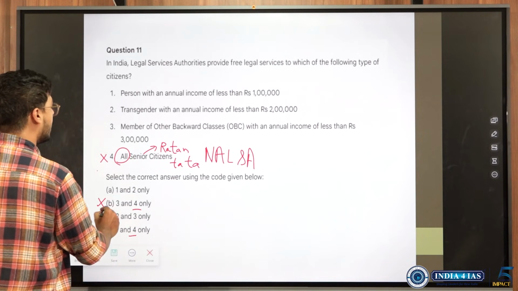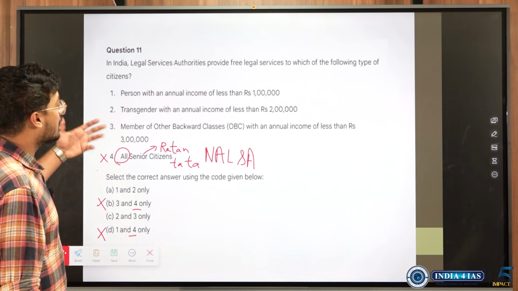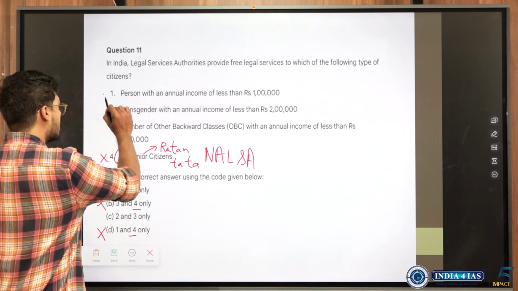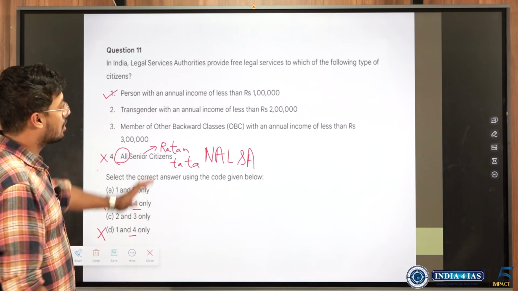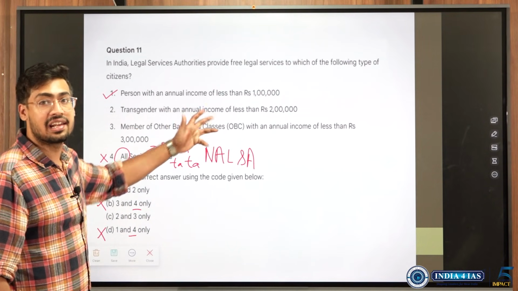So this would be eliminated. Person with annual income of less than 1 lakh, this is the first provision or the first condition that has been mentioned if you study free legal services, who all are eligible.